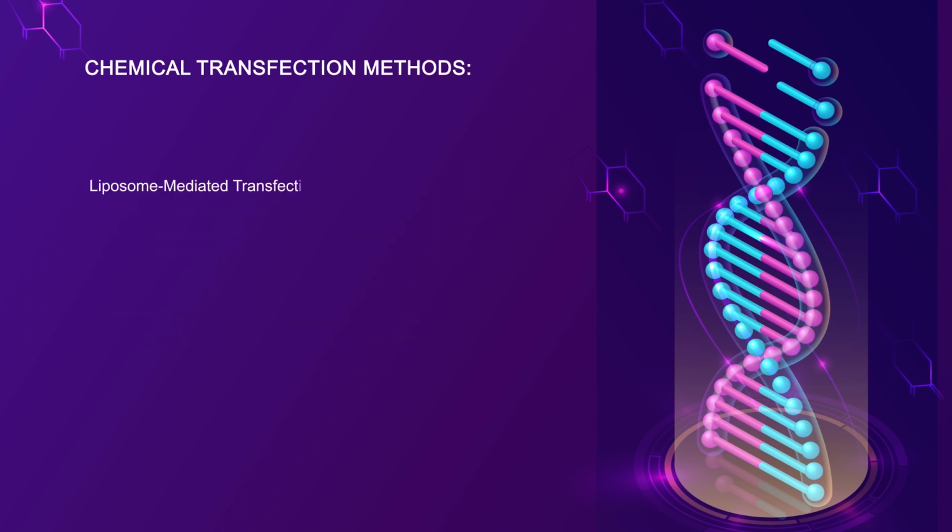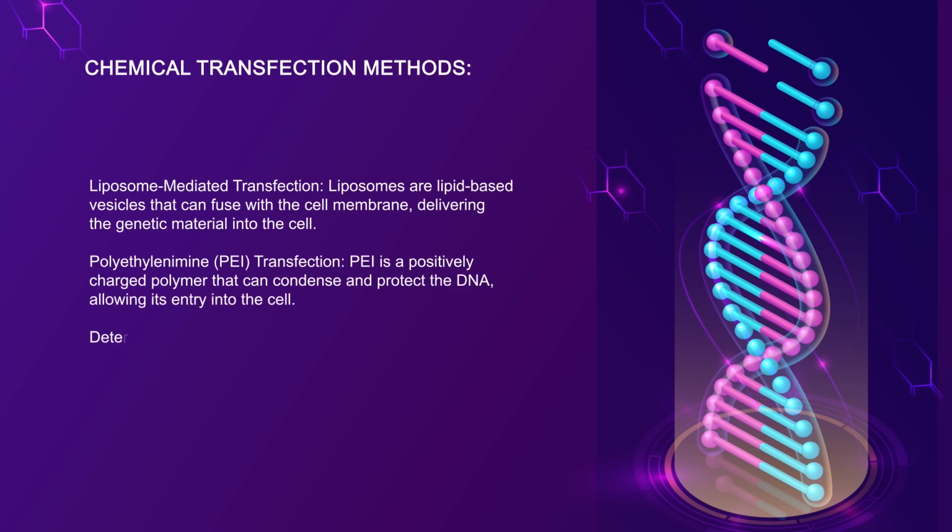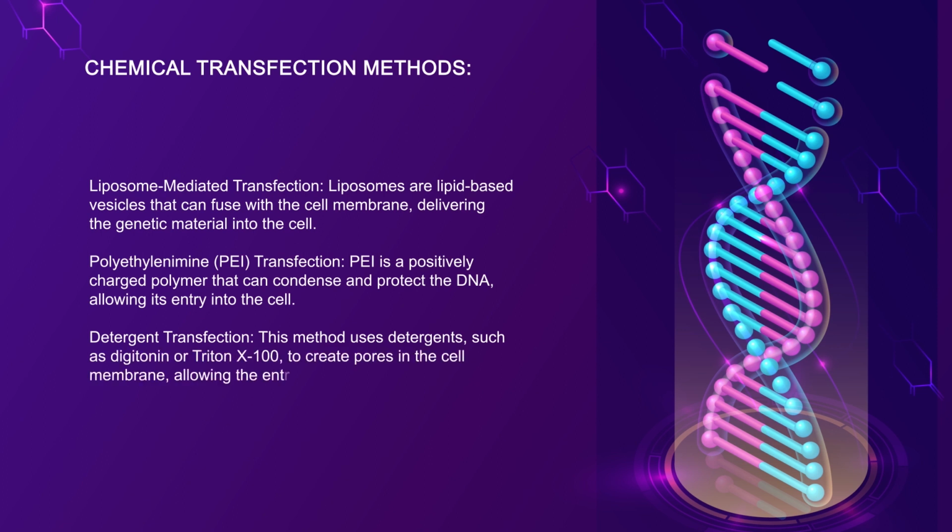Another mode of transfer of DNA material into the cell is liposome-mediated transfection, where liposomes, which are lipid-based vesicles, can fuse with the cell membrane, delivering genetic material into the cells. Liposomes can be positively charged or neutral. Cationic liposomes form a complex with DNA, which is then taken up by the cell through endocytosis. The complex is subsequently released into the cytoplasm and transported into the nucleus.